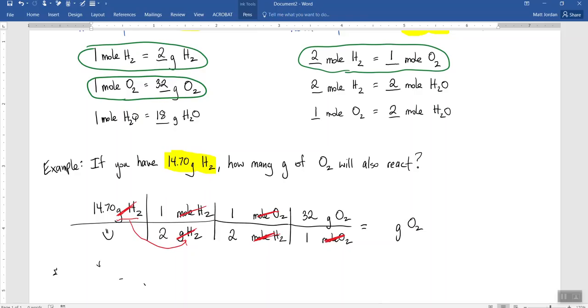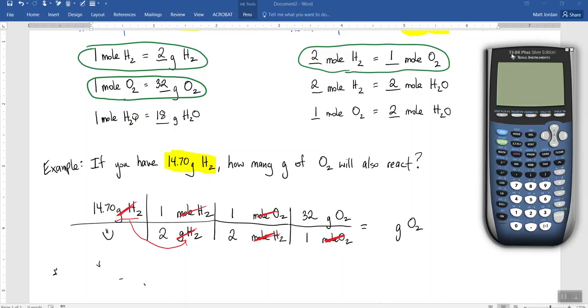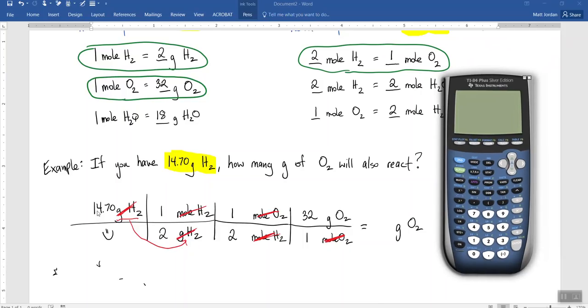All right, now let's pull out our calculator and do this calculation. This is going to be 14.70 times 32 divided by 2 divided by 2. So 14.70 times 32, and then we divide by 2 and hit enter, then divide by 2 and hit enter, and that should be our answer.